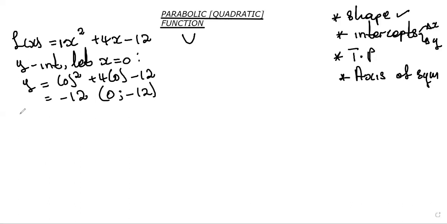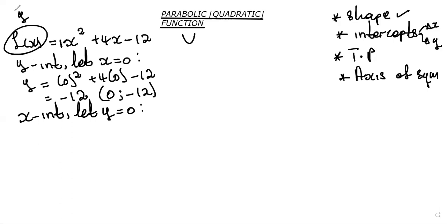That's fine. What if we must find the x-intercepts? So for x-intercept, we need to let y to be 0. In this case, we told you that every time you see f of x, you actually see y. So it means where you see f of x, you'll just put 0 when you must find the x-intercepts.